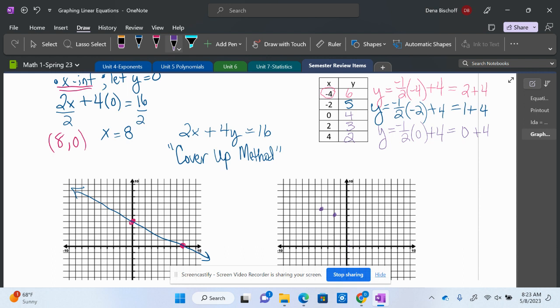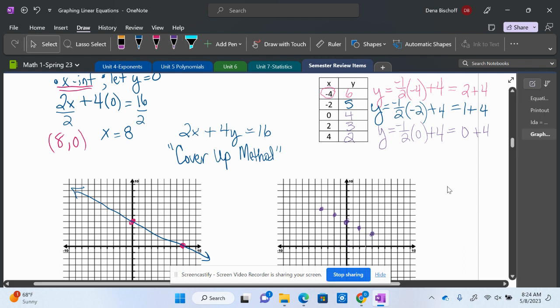And then my next one is the ordered pair 0. Let x equal 0. Well, that's right on the y-axis. Go up 1, 2, 3, 4. And then I have the ordered pair 2, comma 3, and they're both positive. So when x is positive 2, y is 1, 2, 3. And the last one, when x is positive 4, y is positive 2.